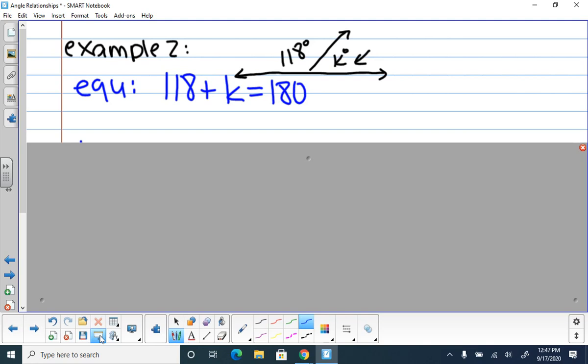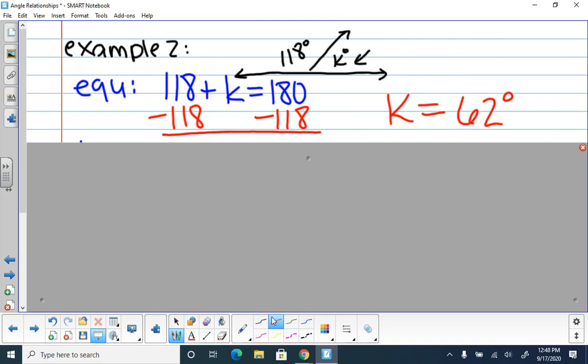All right. So again, angle 1, 118, plus k, which is angle 2, equals 180. How would I then go about solving this? What am I going to do to solve? Brooklyn, what would you do to solve? Beautiful. We're going to subtract 118 from 180. So my angle k has to equal 62, and don't forget your degree symbol.